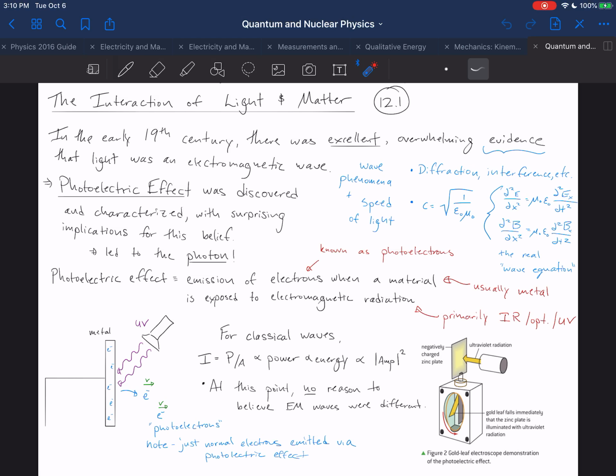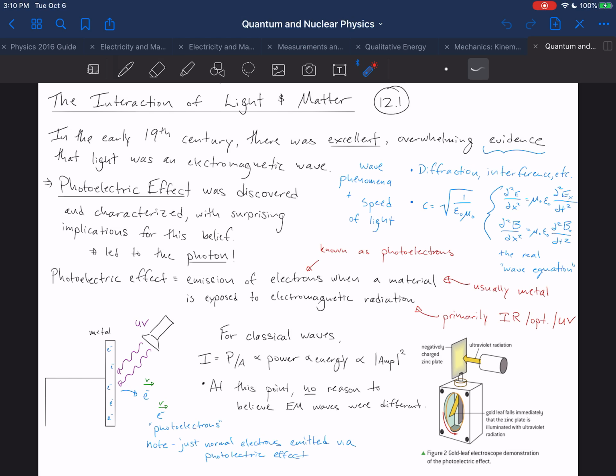So given that, what is the photoelectric effect? Actually, it's quite straightforward to explain and define the effect itself. Here's what happens. The photoelectric effect is the emission of electrons when a material is exposed to electromagnetic radiation.